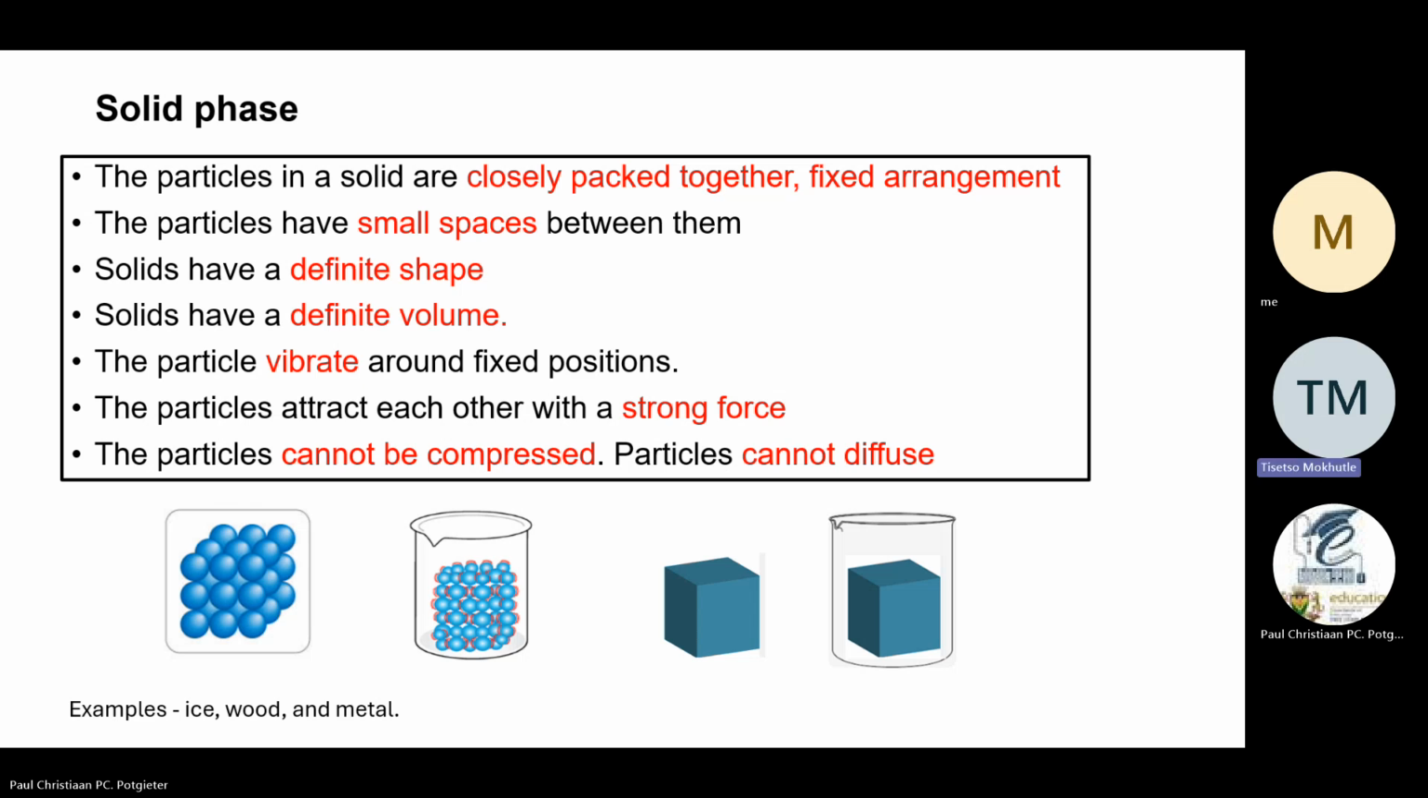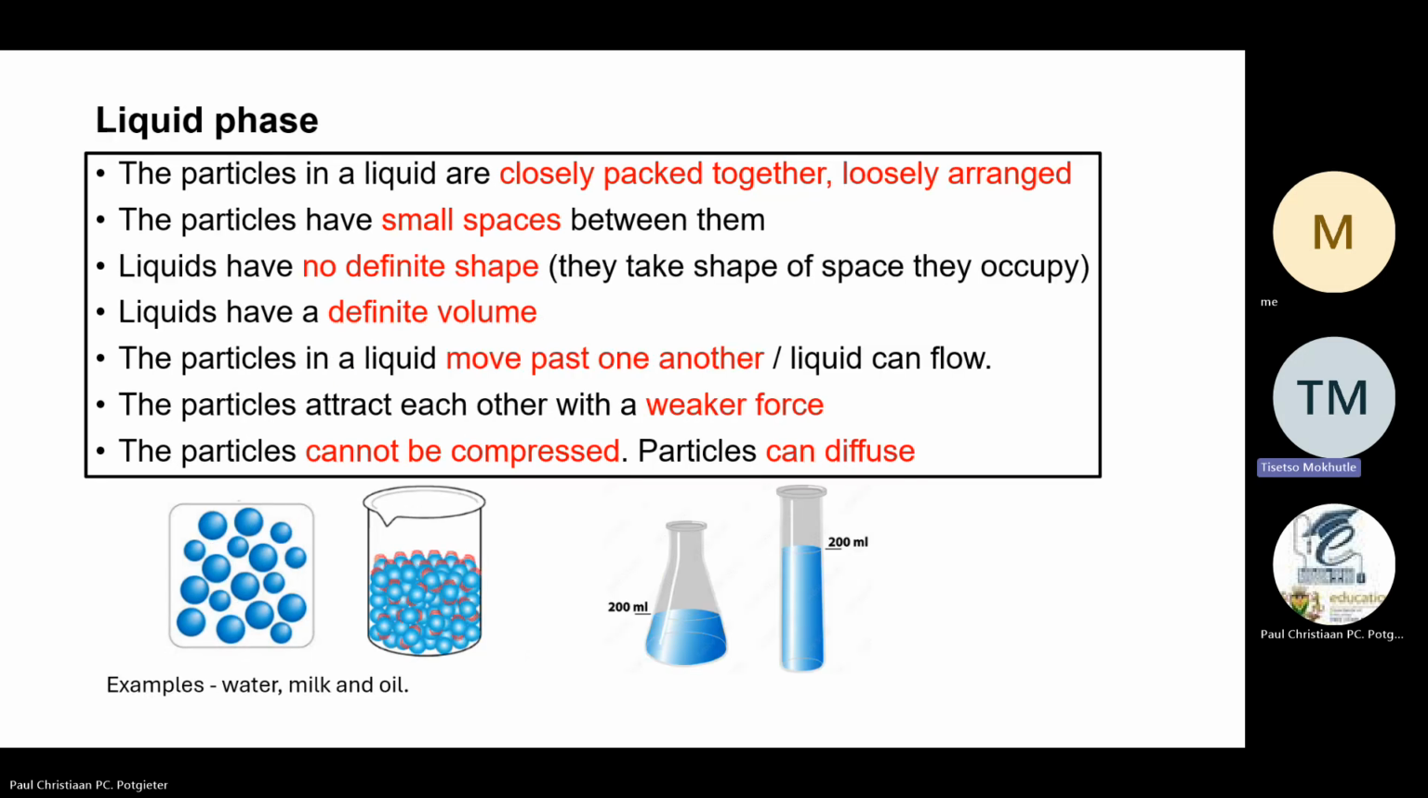Okay, examples of solid substances, for example, ice cubes that we get in our fridge, a block of wood, or even a metal. Those are the examples that we can give of solid phases.